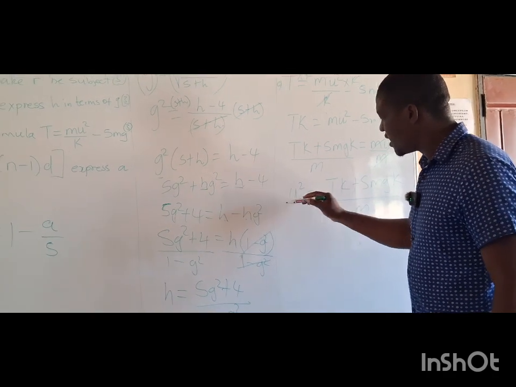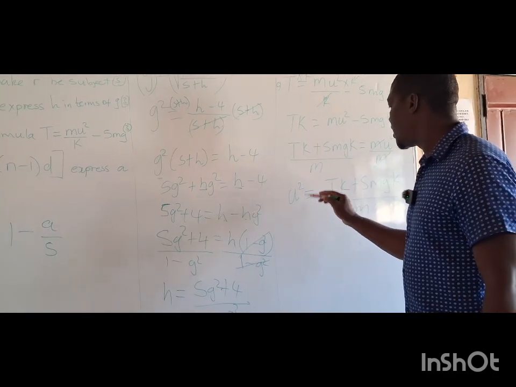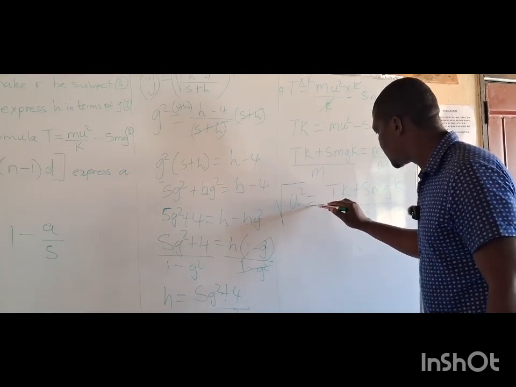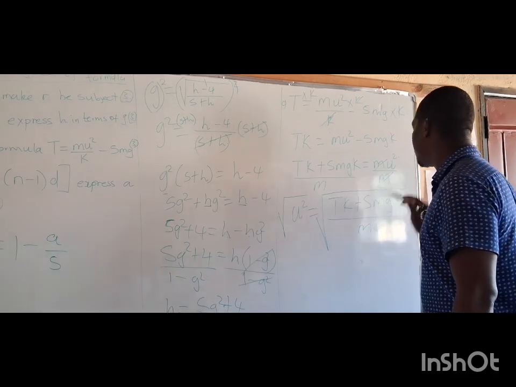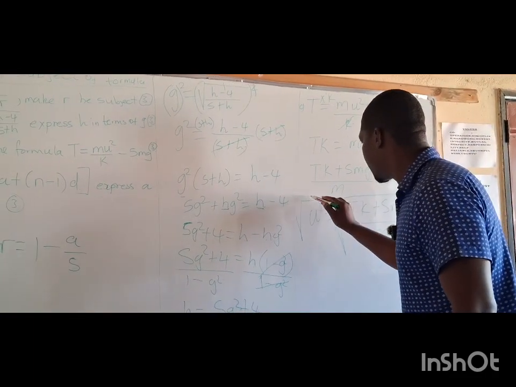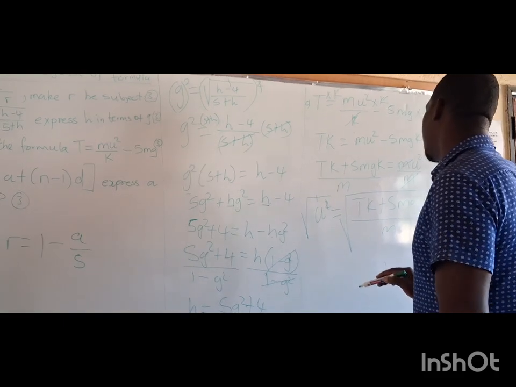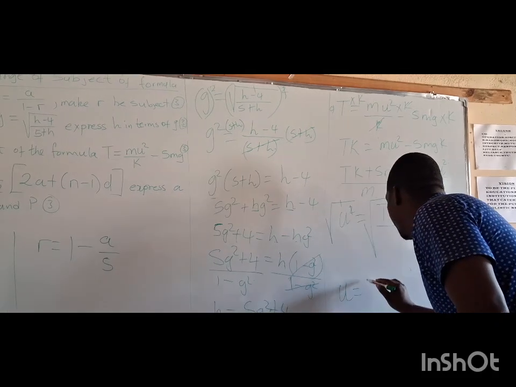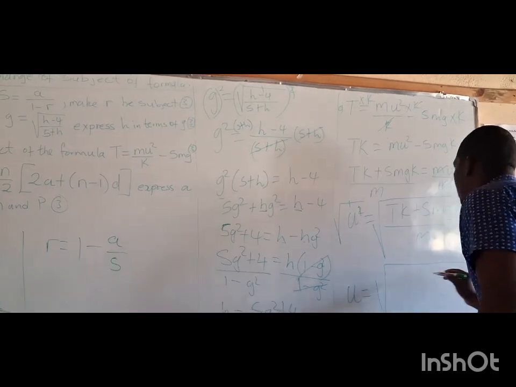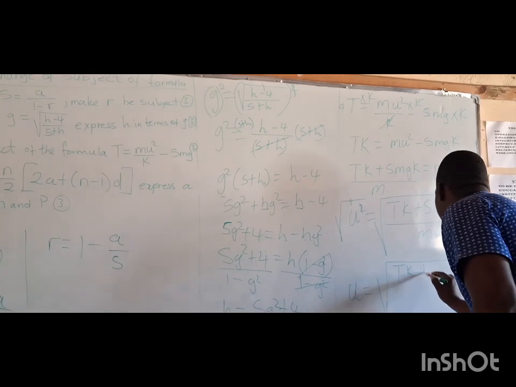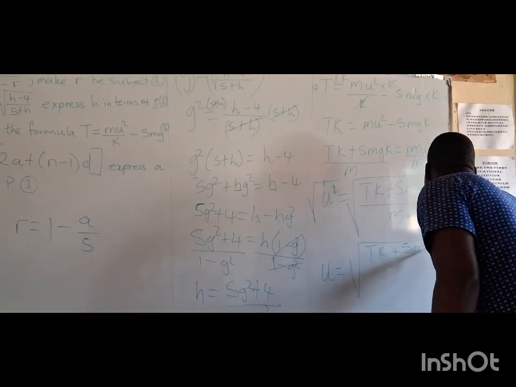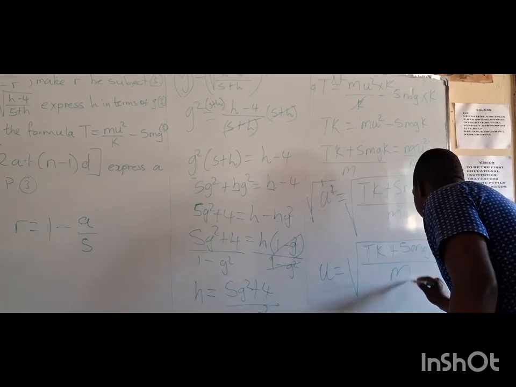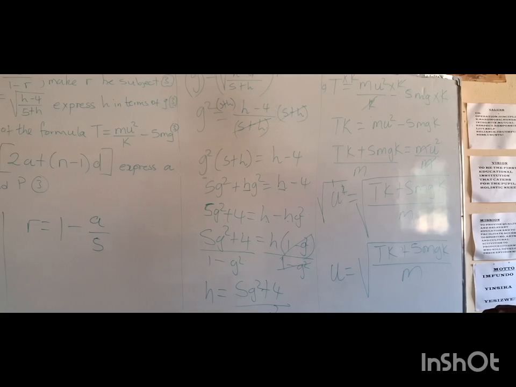So we want u to be the subject. Now it's u squared. So in order to make u the subject, you square root both sides. A square root and a square cancel each other. So we are left with u is equal to the square root of tk plus 5mgk over m. That's how you make u the subject there.